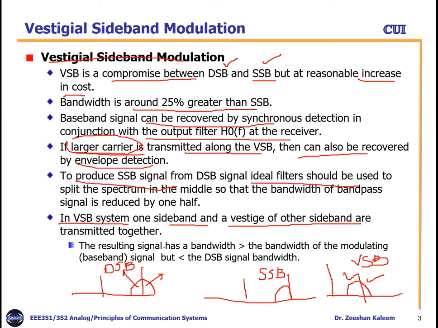The resulting signal has a bandwidth greater than the bandwidth of the modulating signal, of course, because we have a vestige here as well, but less than the double sideband signal bandwidth. So this is the double sideband signal bandwidth, and this is a bit less than this bandwidth, right? If this is B, this can be B prime. This will be much less than the double sideband. We will see in the later slides how we can calculate the B dash.